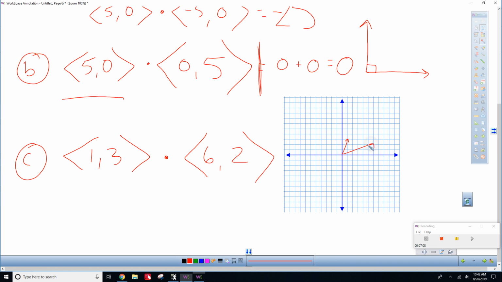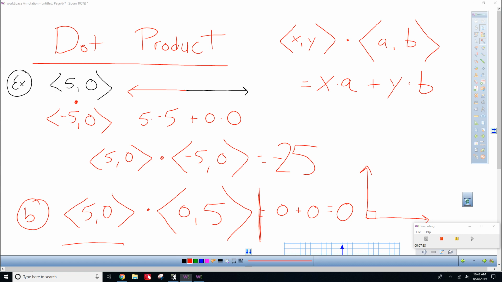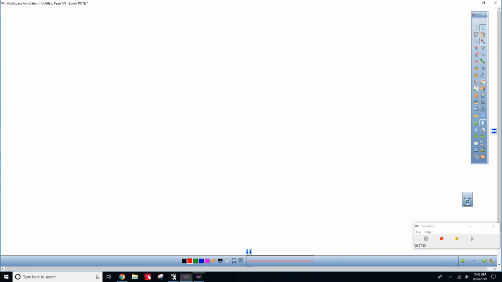Okay, so when you dot these, you get 6 plus 3 times 2 is 6, which is 12. Okay, so if it's positive, that means they have something in common. Okay, they are both traveling in the same direction. They have direction in common. So that's just how to find a dot product. The most important thing is that a dot product produces a scalar.